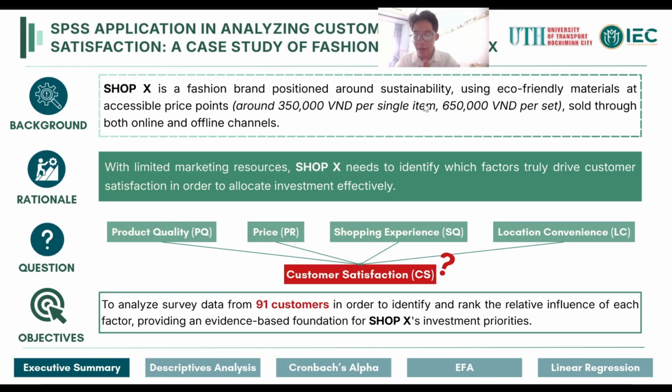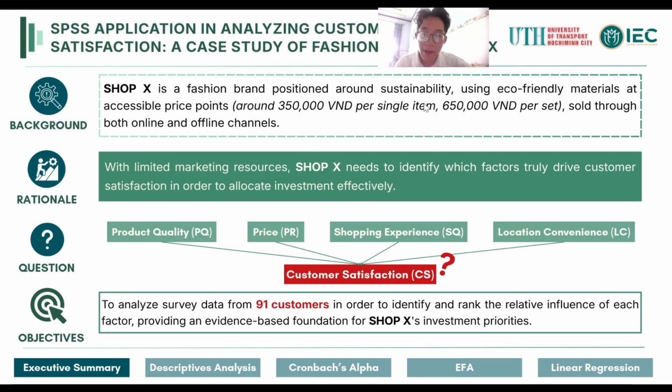And we have the outline. First, the executive summary, as I have said. Second, we will go through the descriptive analysis, where we also have a little about the frequency of each data. Then we will test how clean the data is through the reliability test. And finally, we will do the linear regression, and before doing that, we need to do an EFA process.